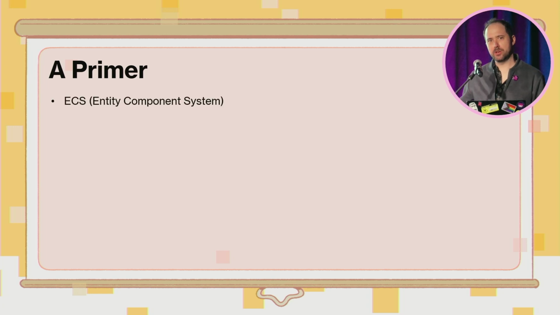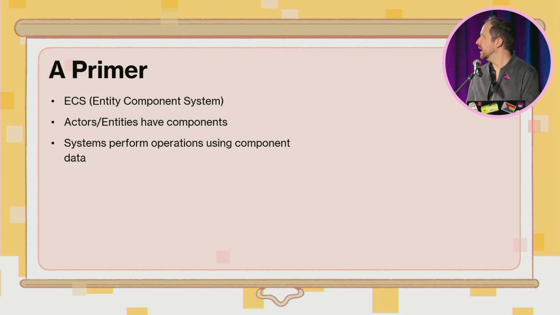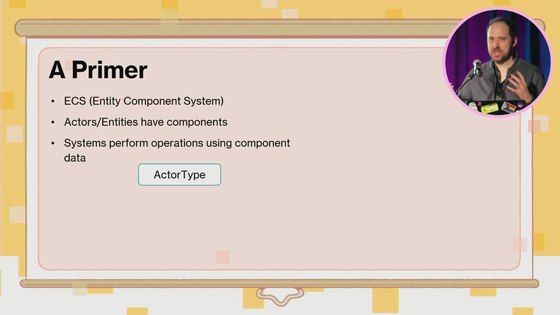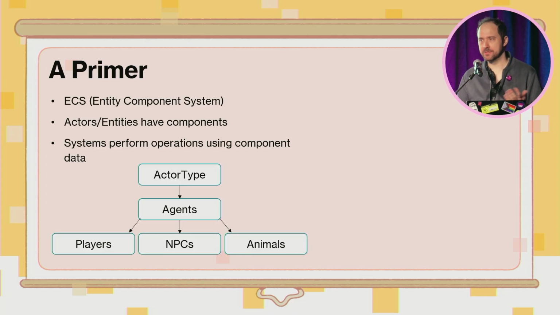Under the hood, Go-Go Town uses a custom ECS system. It's an entity component system, which means that we have actors or entities which have components on them, and then systems perform operations using that component data. We then further break that down and we have archetypes. For example, we have an actor type that is an agent actor type. Agents can be players, NPCs, or animals. We also have other archetypes like vehicles and props and those sorts of things.